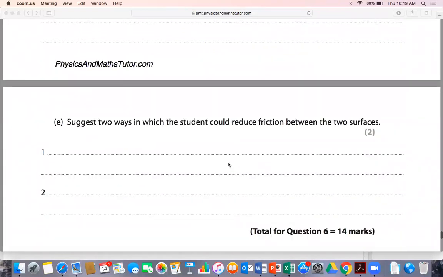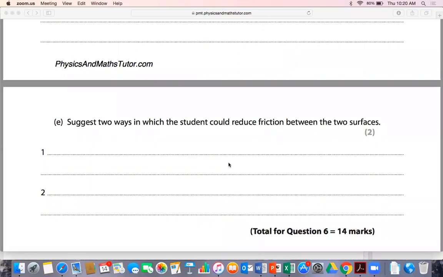Suggest 2 ways in which the student could reduce friction between 2 surfaces. Lubricating oil. So you can use a lubricating element between the 2 surfaces. You can make the surface smoother, let's say sandpaper the wood to make it smoother. And then you can also decrease the weight, because they put weight to increase friction. So if you decrease the weight, that might also decrease the friction. Decrease the mass.